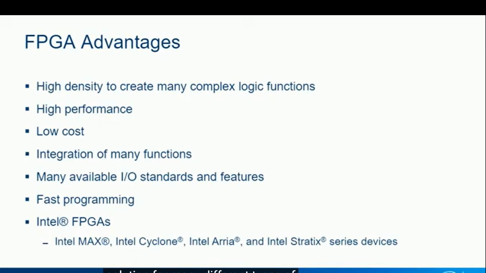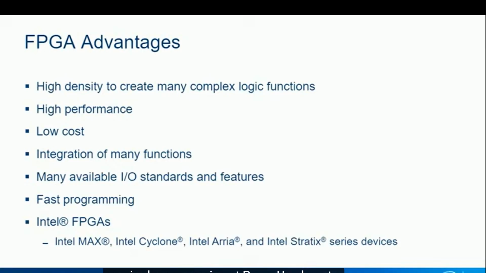FPGAs include different types of dedicated hardware, such as memory or DSP blocks, that makes it easy to combine different functions into a single design. FPGA I/O is extremely flexible, with many supported I/O standards and features that can be customized for specific applications. Finally, with their SRAM programmable cells, FPGAs can be programmed very quickly, making the disadvantage of required programming at power-up almost a non-issue.